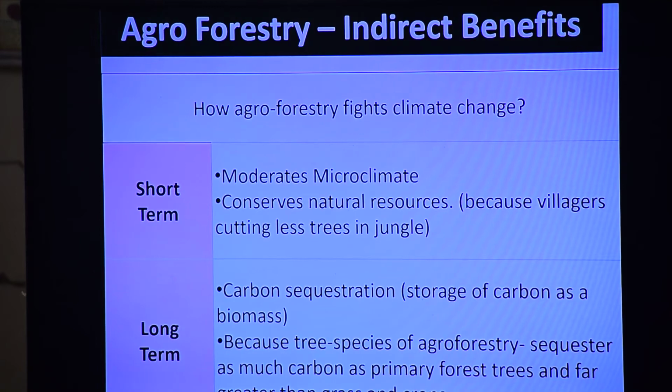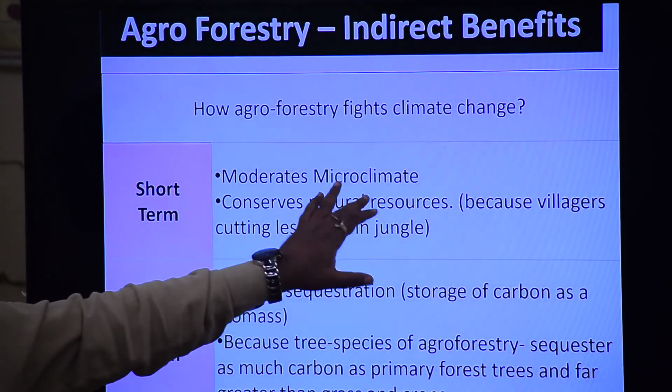Agroforestry and climate change. Next one I said, agroforestry and climate change. It is also one of the benefits. If I talk about it, there are two goals for agroforestry: one is short term and another is long term. If you look at the short term benefits, it will moderate the microclimate. Yes or no?